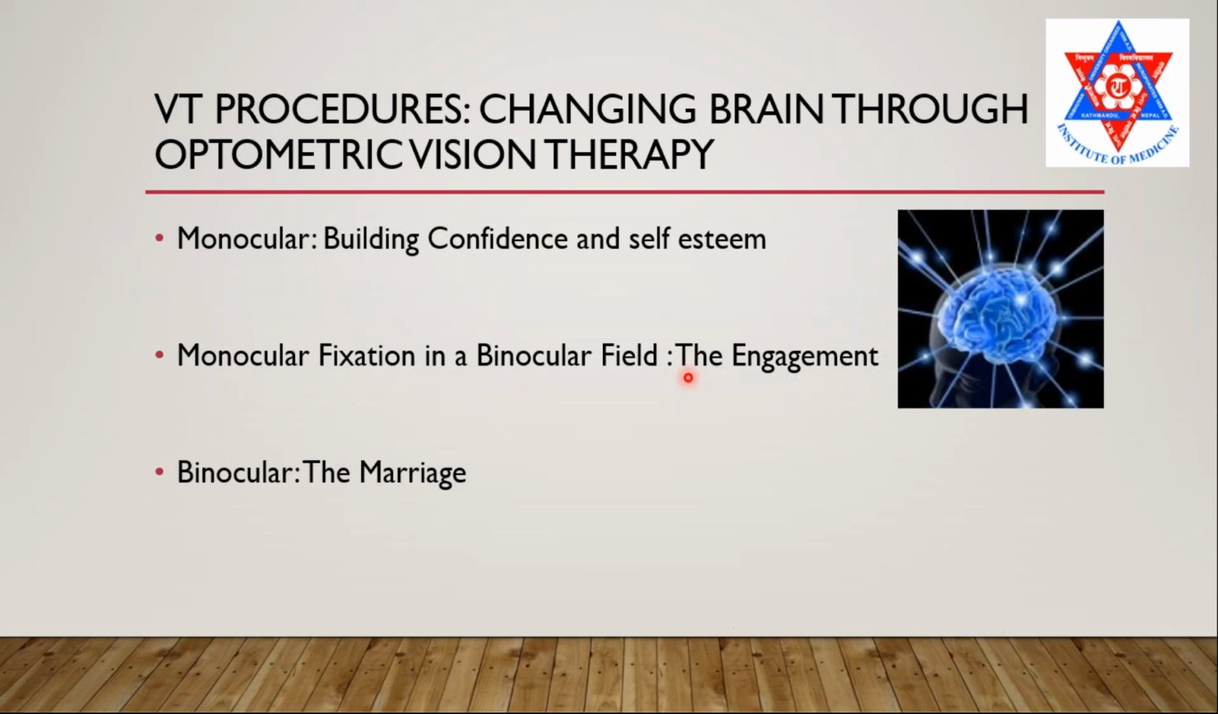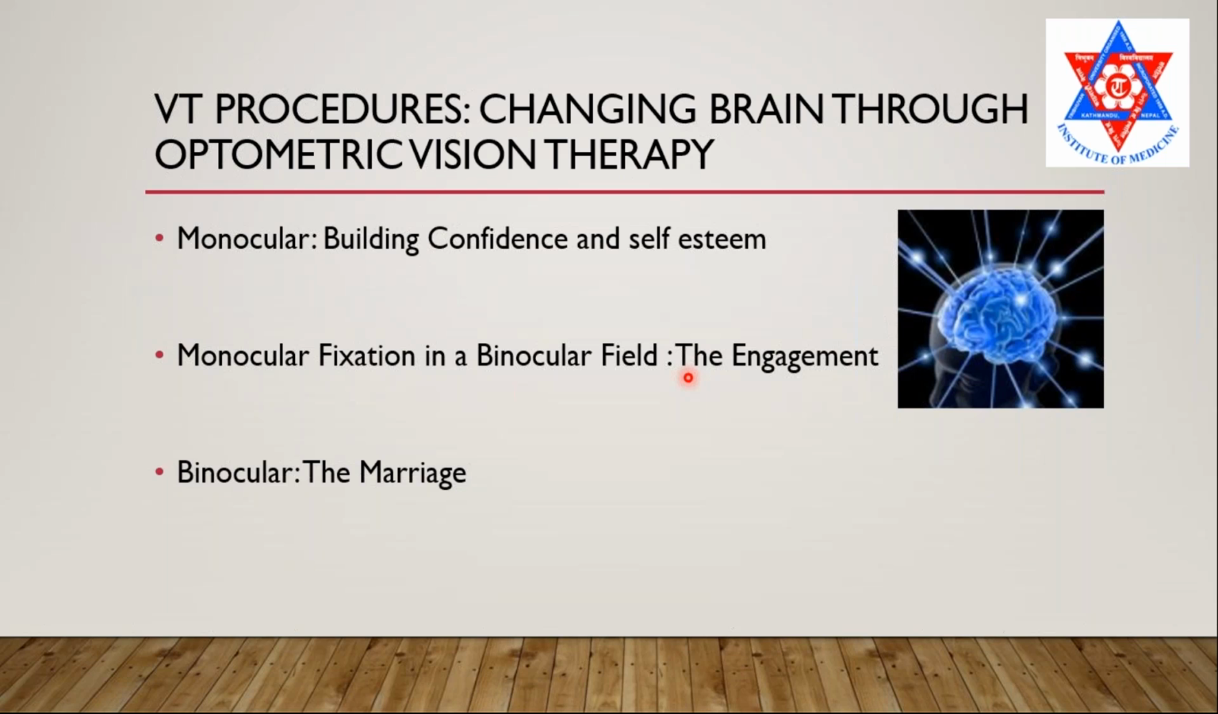Actually, it is a combining, let's say an engagement between the two eyes. Monocular vision therapy activities will increase the confidence and self-esteem of that amblyopic eye, so that it will be able to compete with the normal eye, and only then can it be engaged. And after engagement come the binocular therapies, using both eyes together. Let's say the marriage between the two eyes. So these three steps should always be chronological to each other.